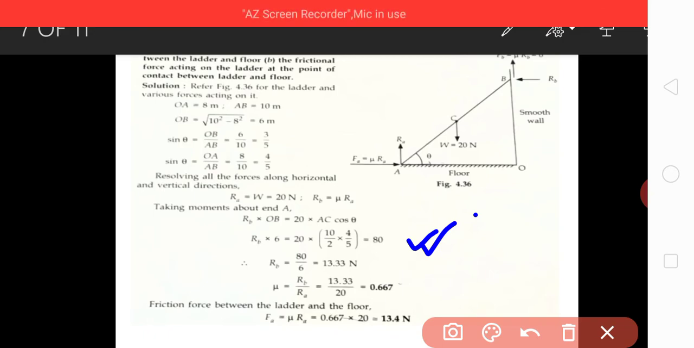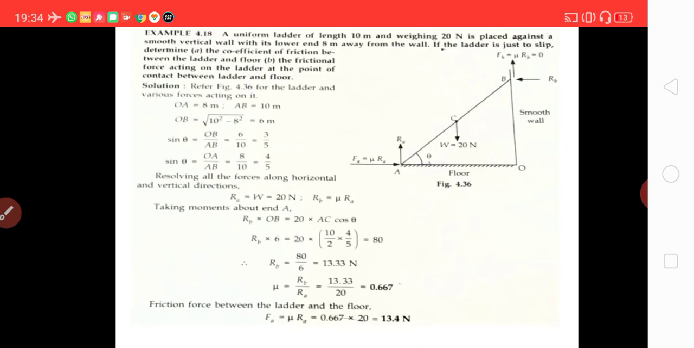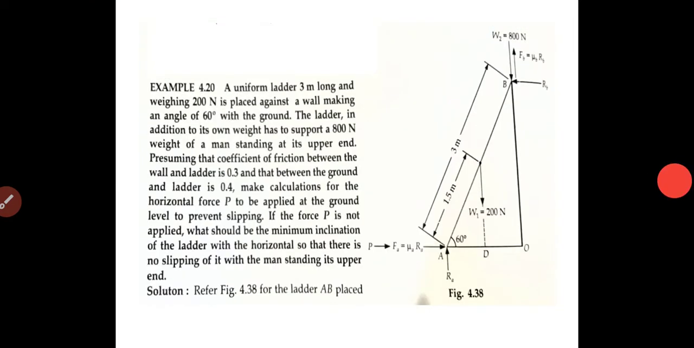Okay. Then RB is equal to 80 by 6, that is 13.33 Newton, and mu is equal to RB upon RA, which comes out to 0.667. The frictional force between the ladder and the floor will be Fa equal to mu A RA, that is 13.4 Newton. Take another problem.